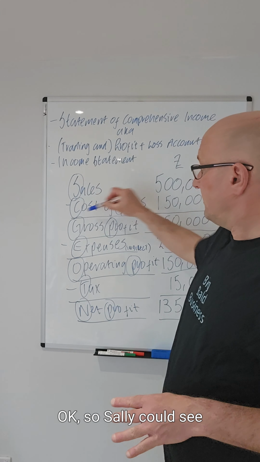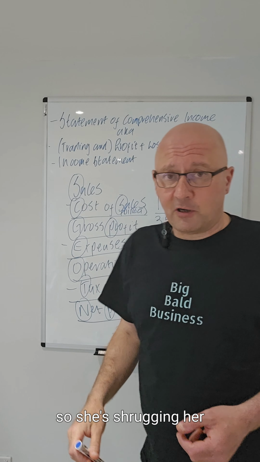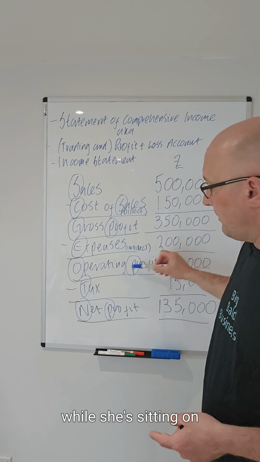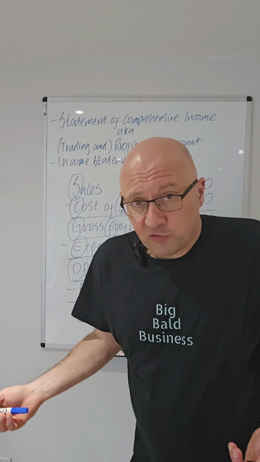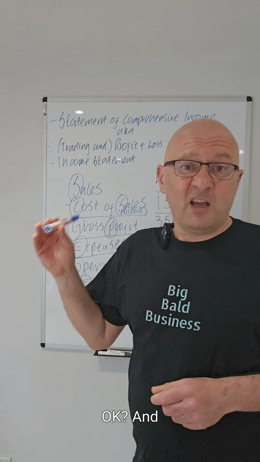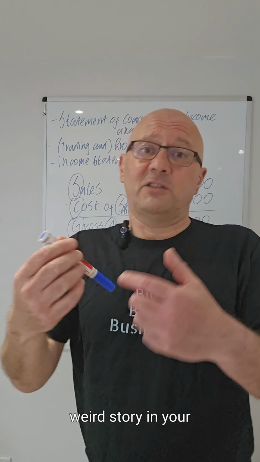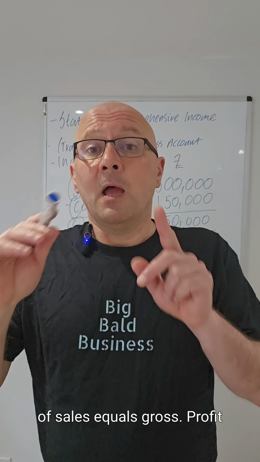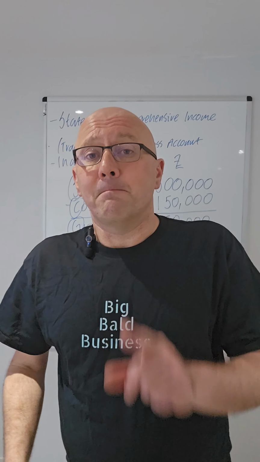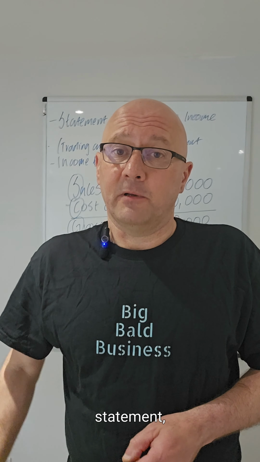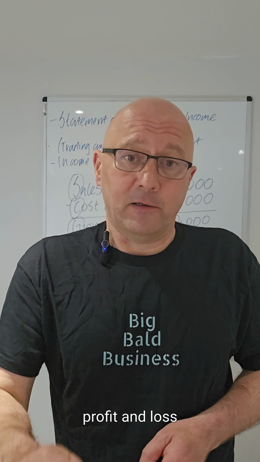Okay, so Sally could see Grand Prix every day, so she's shrugging her shoulders, watching Lewis Hamilton day after day go around the track, while she's sitting on a pink turtle, no problem, shrugging her shoulders. Okay, so that's the Dominic O'Brien technique. Believe me, once you have got a weird story in your head and you've visualized it, you're not going to forget sales minus cost of sales equals gross profit, minus expenses equals operating profit, minus tax equals net profit. And that, my friends, is the statement of comprehensive income, aka the income statement, aka the trading and profit and loss account.